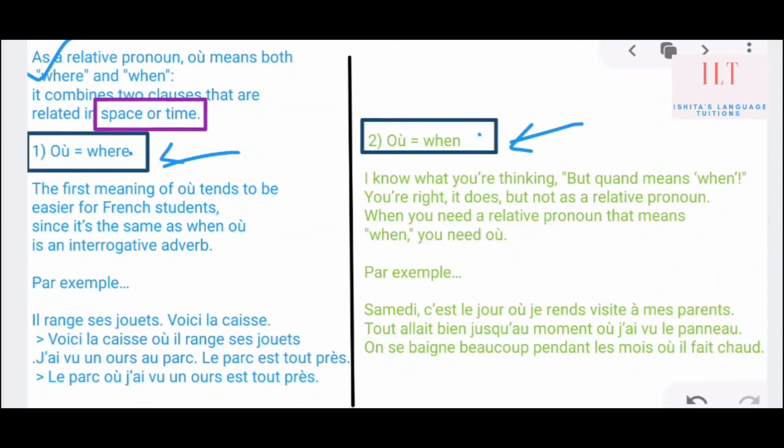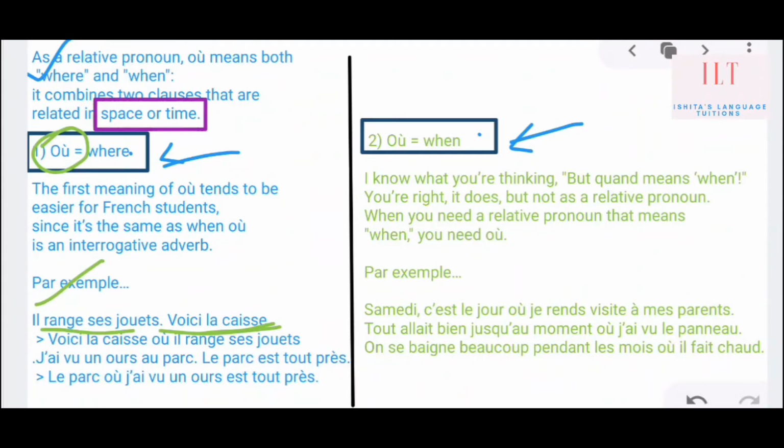So let's directly come to the example. Par exemple, il range ses jouets, voici la caisse. So he basically arranges his toys, and here is the box where he keeps his toys. Here we are directly indicating a place. So where does he arrange his toys? He arranges his toys dans la caisse, in the particular box. So the answer becomes voici la caisse où il range ses jouets. Simply you have to put où in the middle. We are not replacing anything. Unlike qui and que, we are just bringing two sentences together.